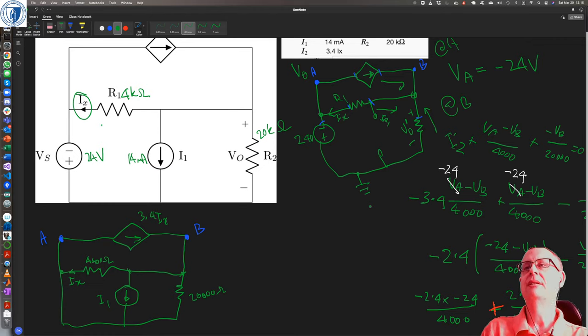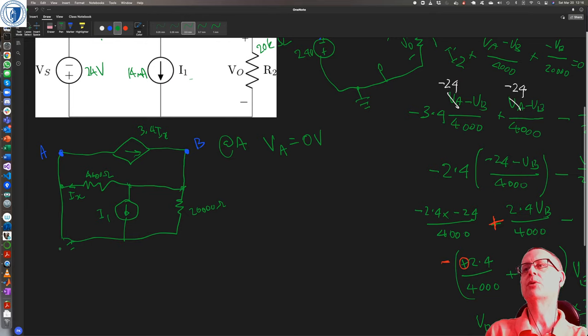And node A, now that we've replaced VS with its ideal, we just get that VA equals 0 volts, right? Because it's connected straight. I didn't draw the ground in, but it's connected. Let me scroll up and draw it properly. Right, it's connected straight to the ground.